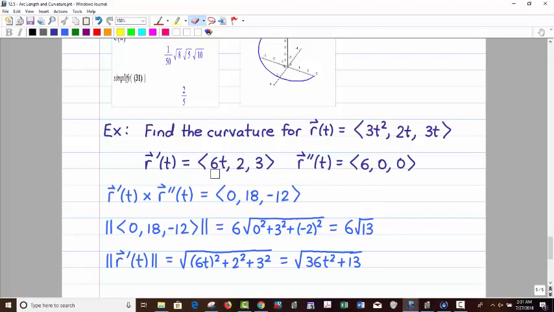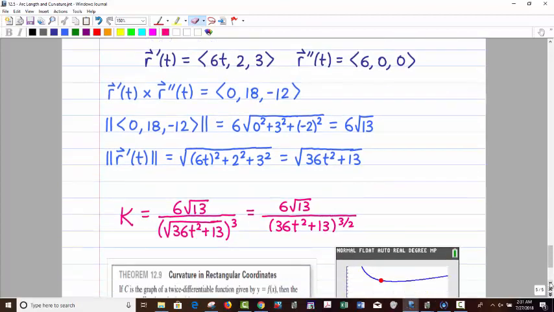And then the magnitude of r prime, now that will have a t. So it's 6t squared makes 36t squared total, plus 2 squared plus 3 squared would give me 13. So we have 6 square root of 13 divided by the square root of 36t squared plus 13 cubed. I just rewrote that as a 3/2 power. It doesn't make it any more correct. So this is evaluated as a function of t.